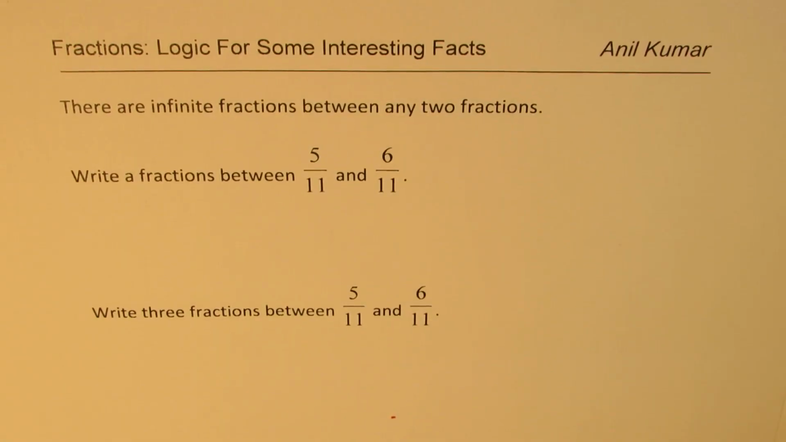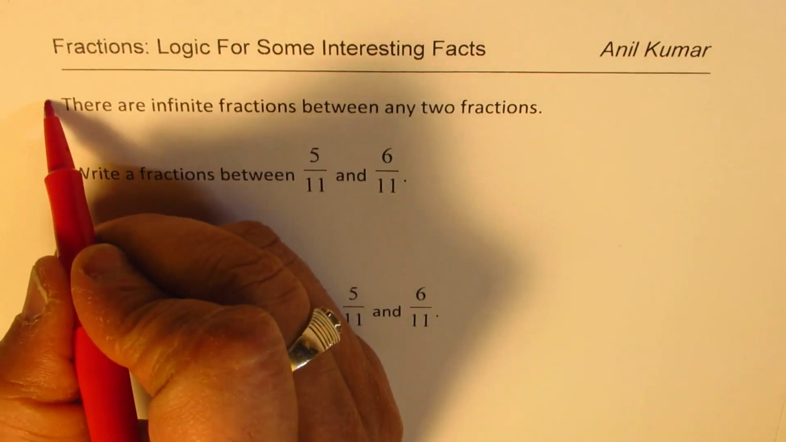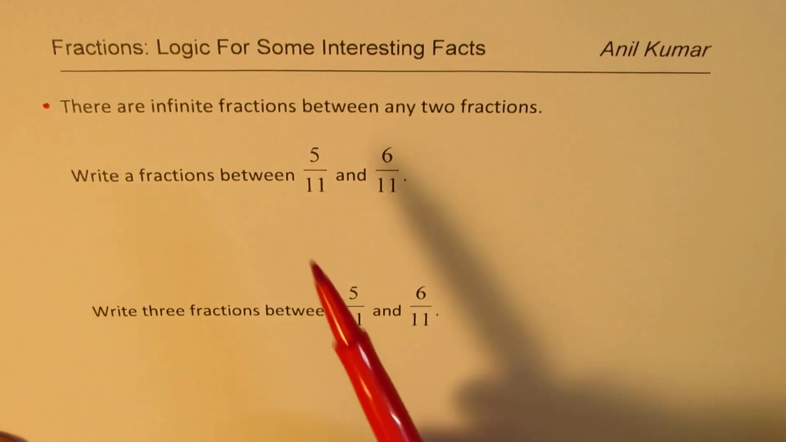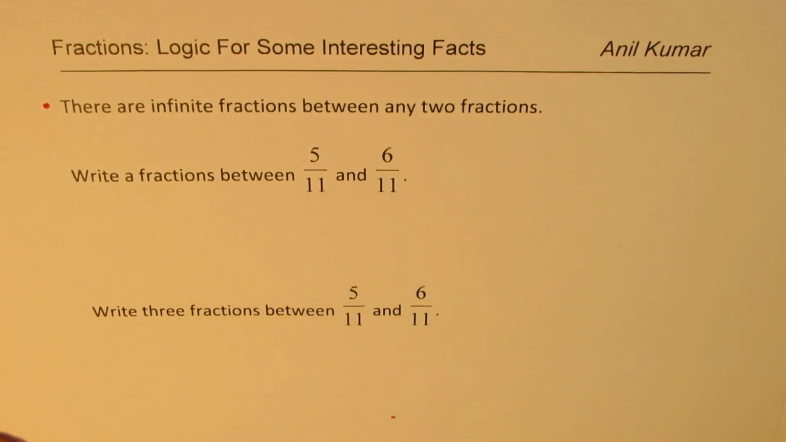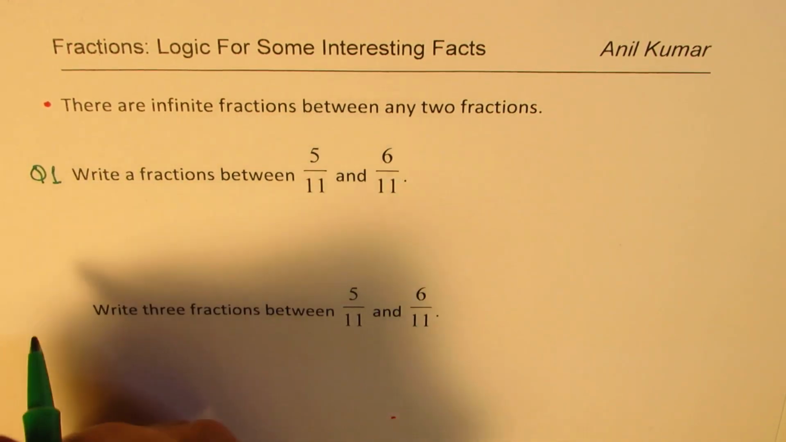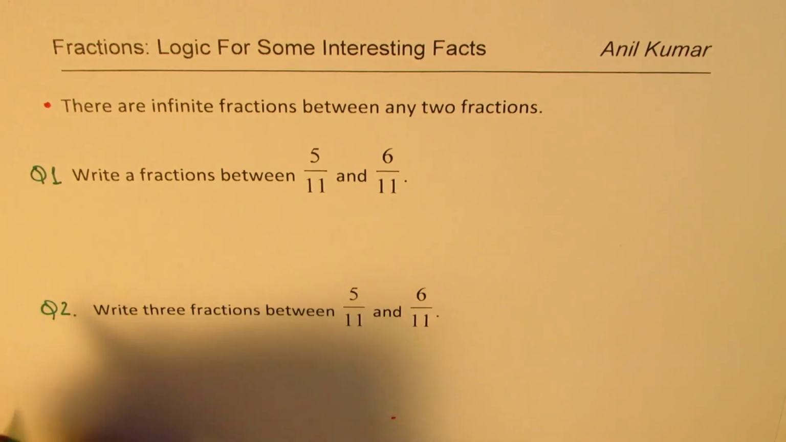Okay, here is the last fact, and that is there are infinite fractions between any two fractions. This is the most important. How can you have infinite fractions between two small numbers? That is true. So we'll show you with the help of an example. I'm taking two examples here, right? So let me say question 1 and then we'll do question 2.